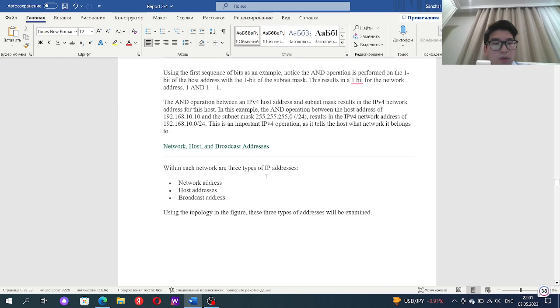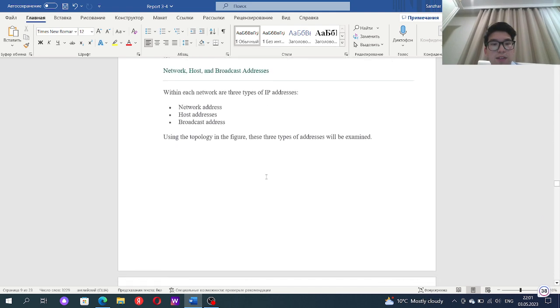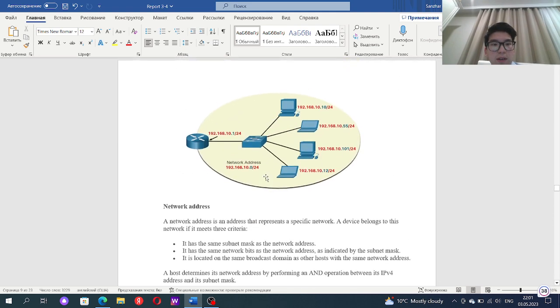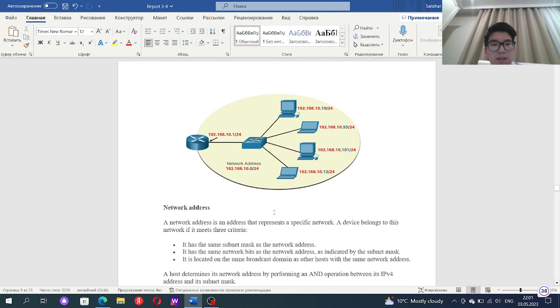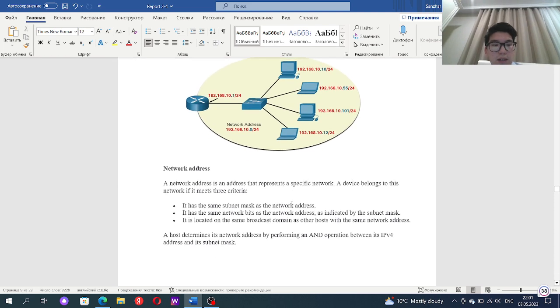So, network, host and broadcast address. Within each network there are three types of IP addresses: network address, host address, and broadcast address. Using the topology in the figure, these three types of addresses will be examined. As you can see, these three types of addresses are examined in the topology.